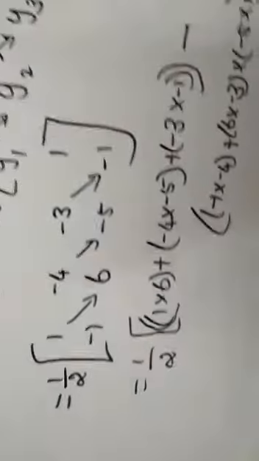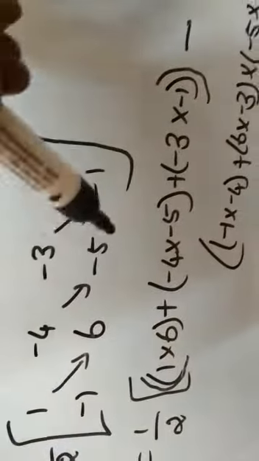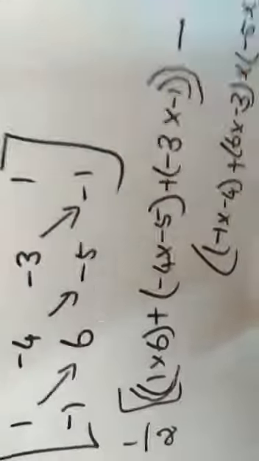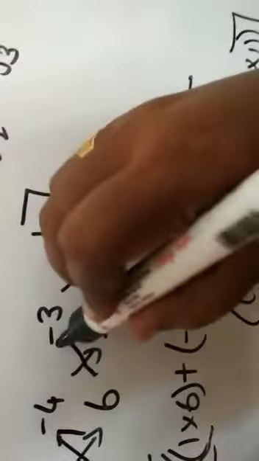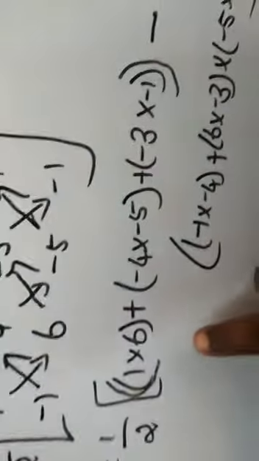So downward arrow minus upward arrow. So half into downward arrow: 1 into 6, minus 4 into minus 5, minus 3 into minus 1. So the first bracket will be over, downward arrow, minus upward arrow: minus 1 into minus 4, next 6 into minus 3, then minus 5 into plus 1. Okay, so downward arrow minus upward arrow. Now you know to simplify.